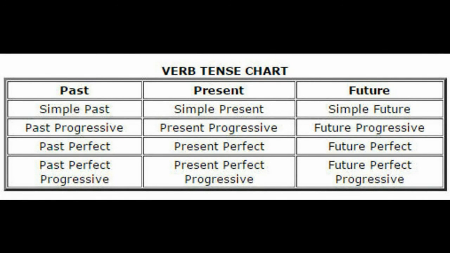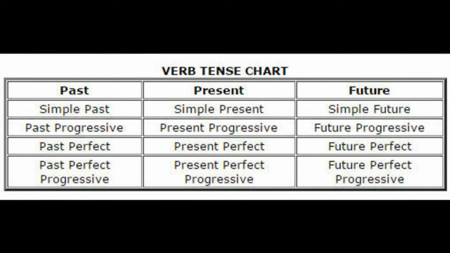Looking at our verb tense chart, you can see that for the past, present, and future categories, there are 4 tenses in each, making a total of 12 tenses. This looks a bit complicated, so to help us make sense of it, we'll use a timeline. We will also focus on the 4 categories within past, present, and future: simple, progressive, perfect, and perfect progressive.